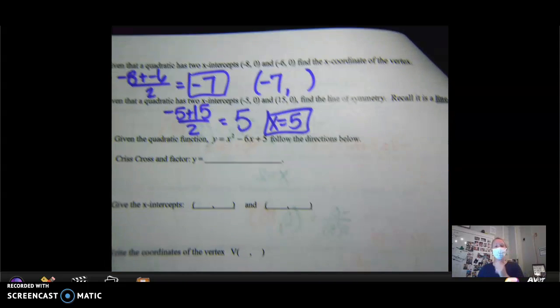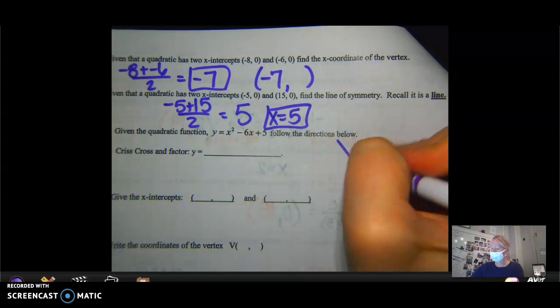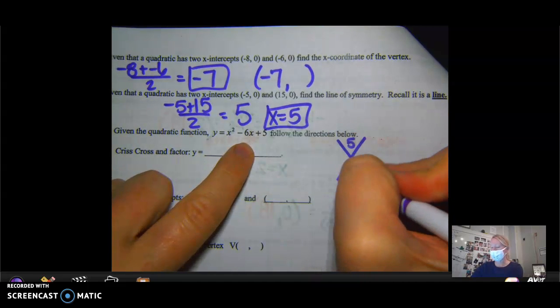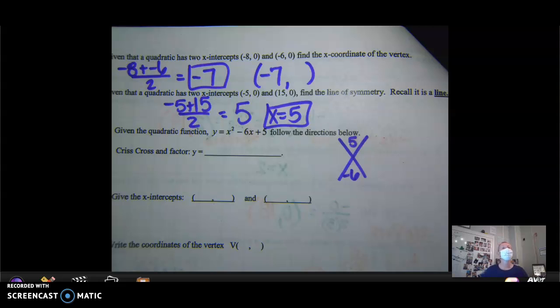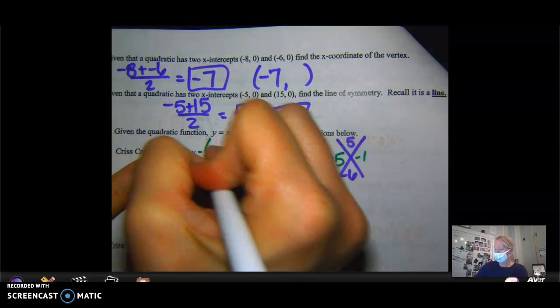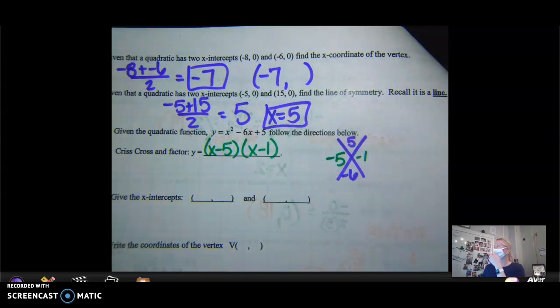Okay, so this one, they gave it to you in standard form. They're wanting you to switch it to intercept form by actually factoring it. So remember crisscross? When I multiply, I want this 5. When I add, I want this negative 6. What 2 numbers multiply to a positive 5 but add to a negative 6? Awesome, thank you. So this factors into x minus 5 and x minus 1. So you had to take one extra step here.